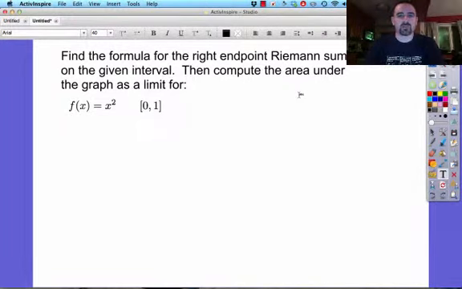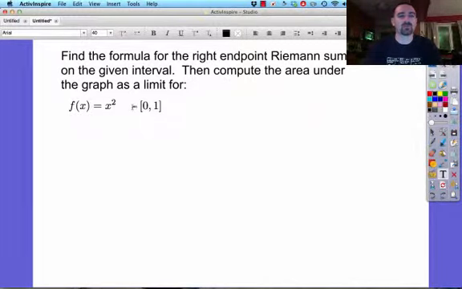Okay, so today we're going to start off with something a little bit different. I'm going to start off with a problem, and I'm going to go through this kind of by hand and get a sense of how you would actually work out a problem like this. So here's what we're going to do. We're going to find the formula for the right endpoint Riemann sum on a given interval. Then we're going to compute the area under the graph as a limit.